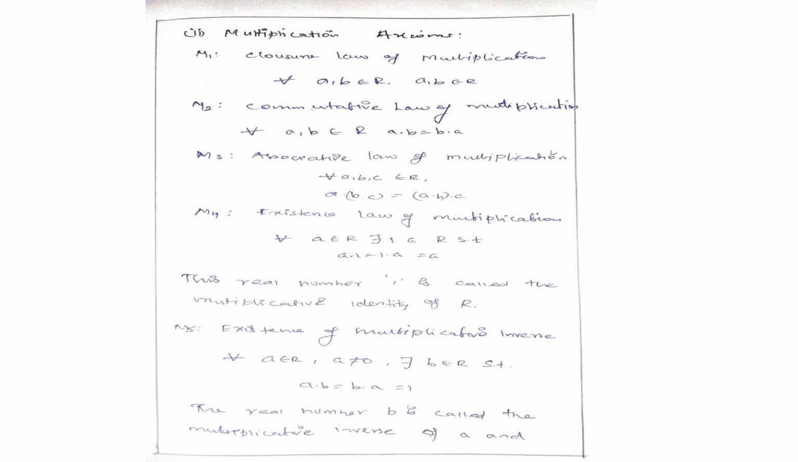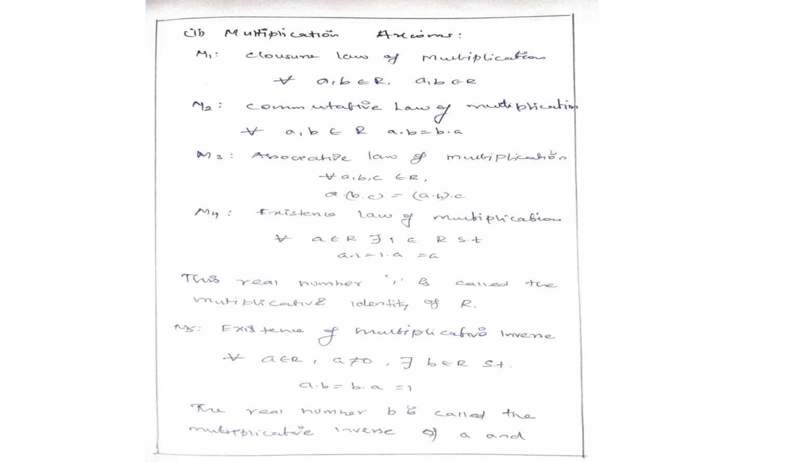So already we have seen the closure law of addition, so the addition and multiplication operations are closed. That is the closure law of multiplication and addition. So next one is the commutative law of multiplication. It means if we have two real numbers a and b, then whether we multiply a into b or b into a, the result remains the same. So that is the commutative law of multiplication.